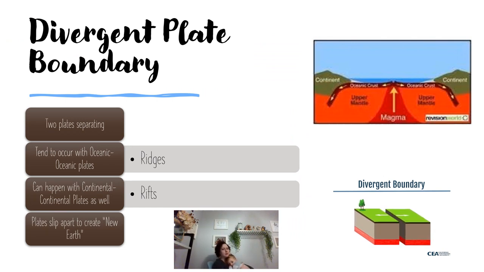Divergent boundaries. This is where two boundaries are moving apart from each other. These tend to occur at our oceanic and oceanic plates, where we see it more often, and this creates mid-ocean ridges. But it can also happen to continental plates, which cause continental rifts. Kind of a cool thing, but also slightly terrifying. This is, again, where plates are splitting apart to create new Earth.